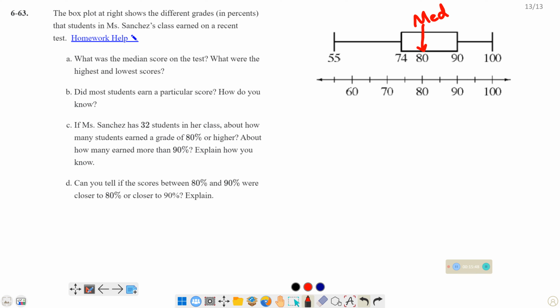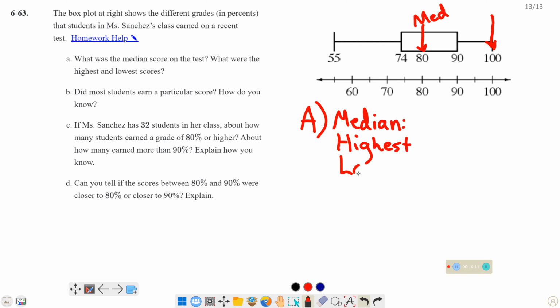You need to write your answer off to the side. A, median. Write the number. What was the highest? What was the lowest?